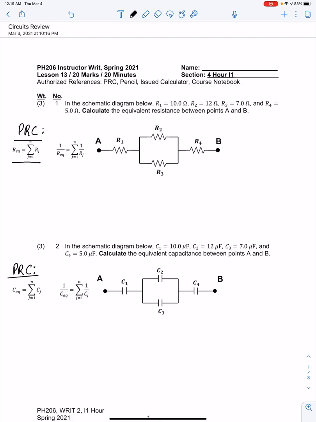Team, this is a little review between resistors and capacitors. I wanted to make sure that you know the difference. So let's start off with the first problem. In order for us to identify that it is in series, we use this equation.